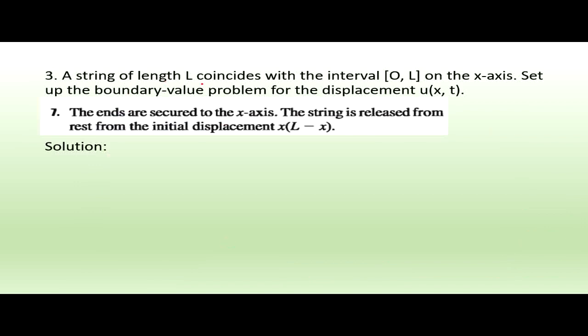A string of length L coincides with the interval 0 comma L. So this is the string of length L from 0 to L, along the x-axis. The displacement at any point x is u of x comma t, isn't it? So the equation is u double x is equal to u double t multiplied by this constant, a square.